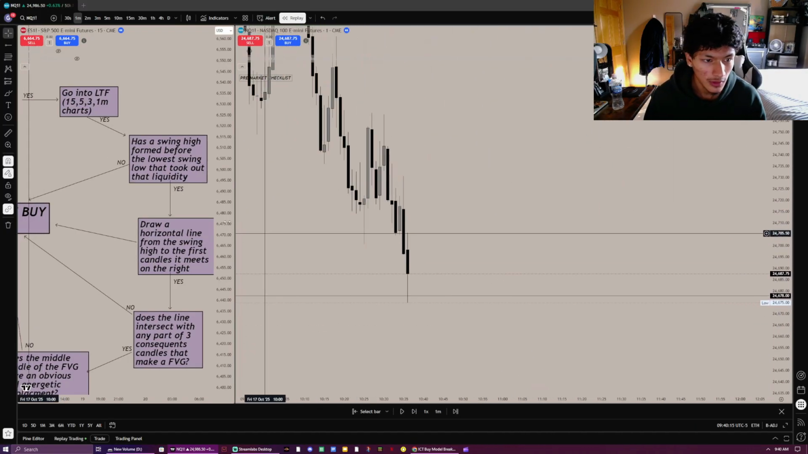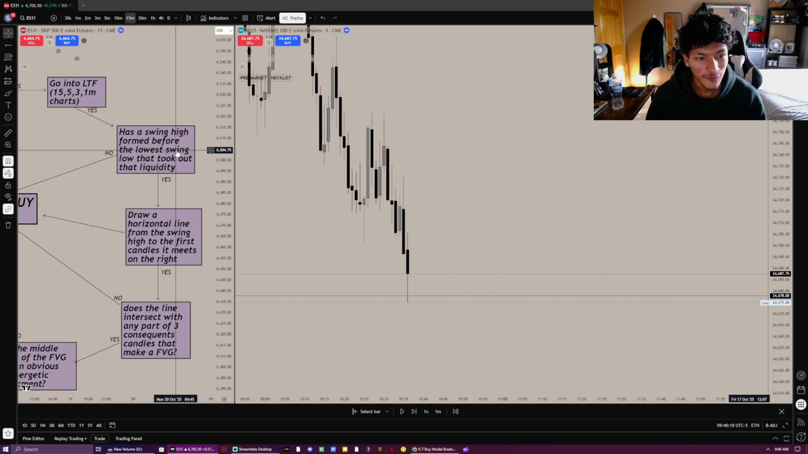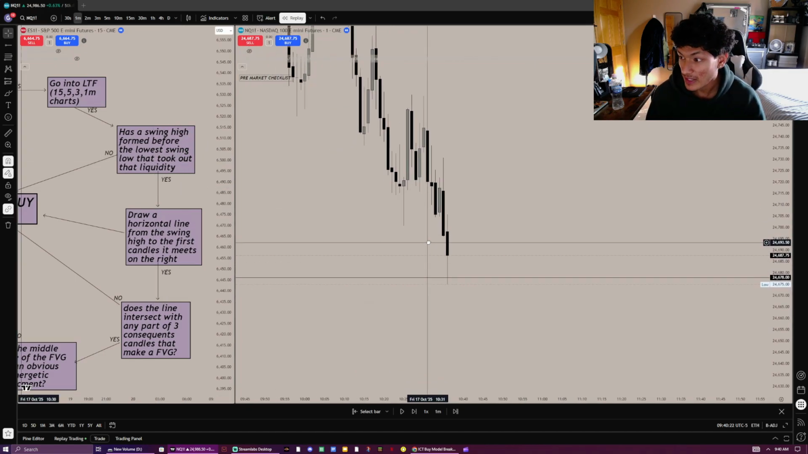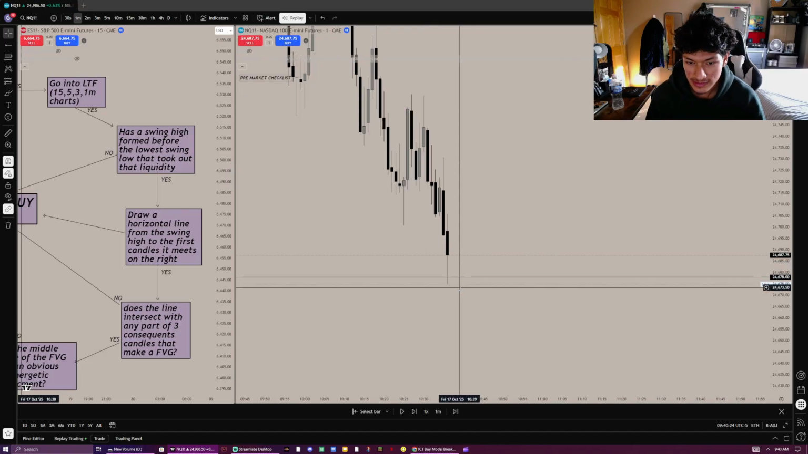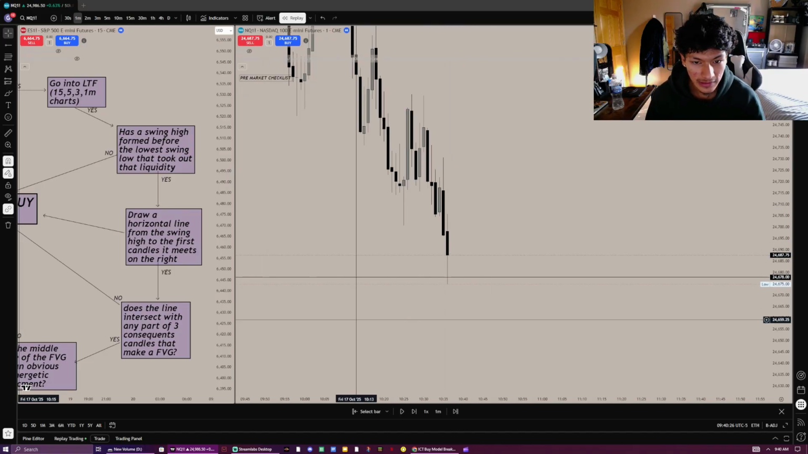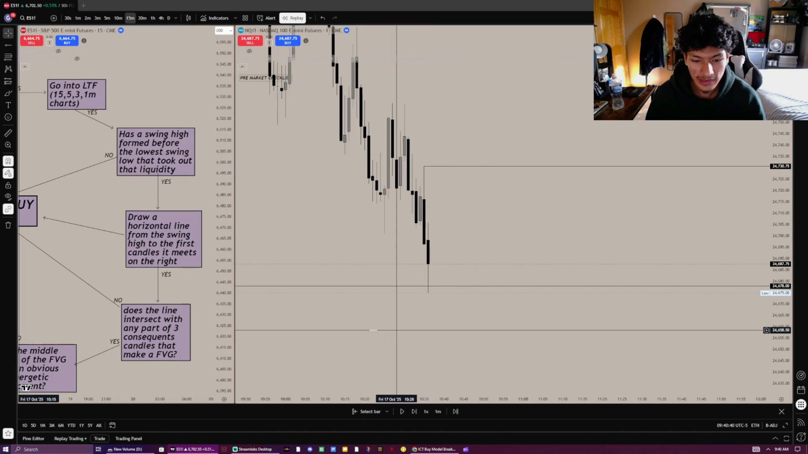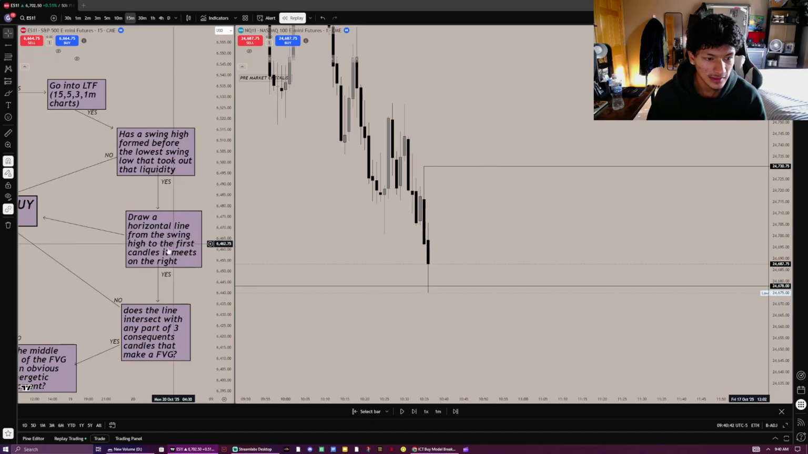Okay, cool. Now, has a swing high formed before the lowest swing low that took out the liquidity? What that means is, this is our swing low that took out the liquidity, and has a swing high formed before it? Yes, right here. This is our swing high that formed before the swing low. So we would mark that out, and then we let some candles play, because it says draw a horizontal line from the swing high to the first candle it meets on the right. So we let some candles play out and see what it meets with.